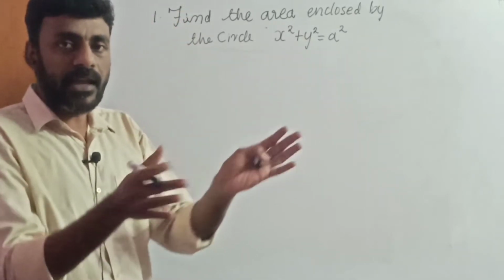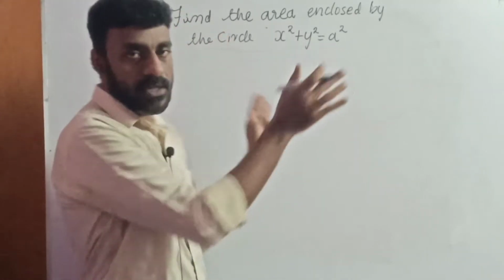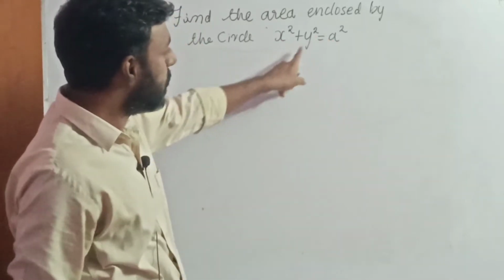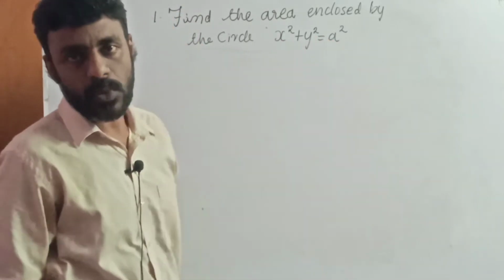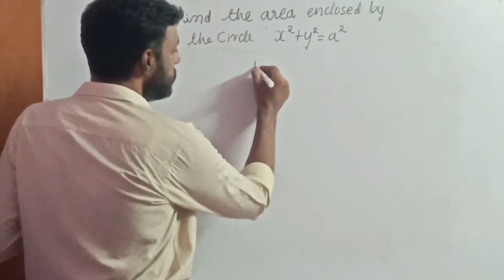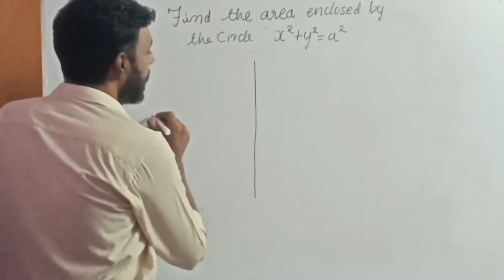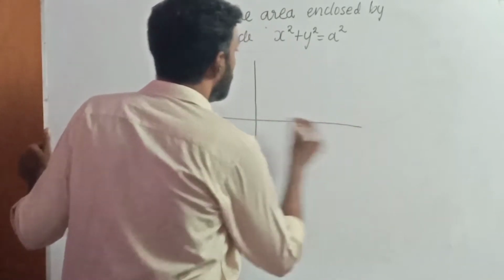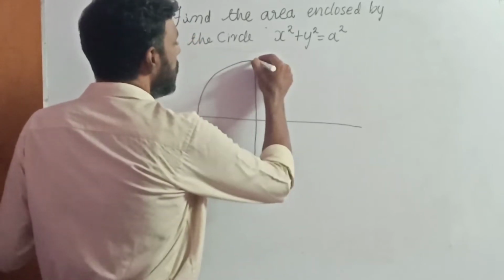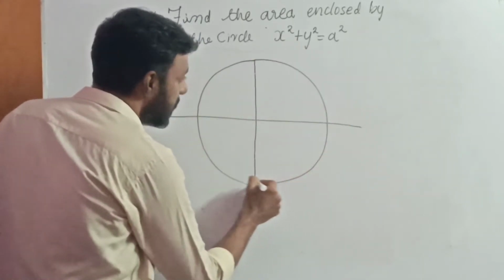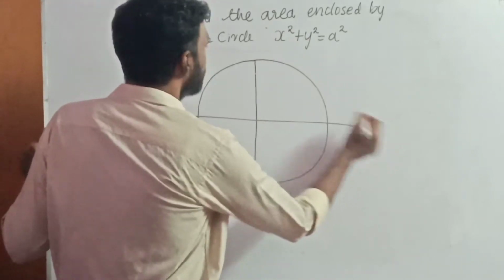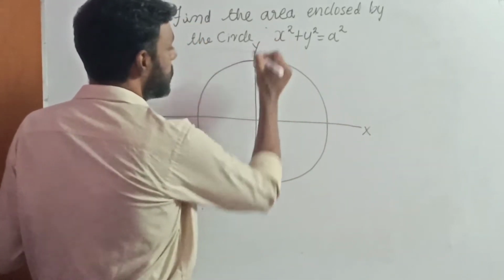We need to find the area within the circle. They have given the equation of the circle as x squared plus y squared is equal to a squared. Right. So I'll draw the diagram first. See, this is the axis. The circle will be like this. The circle is symmetrical about the x and y axis. This is the x axis and this one is the y axis.